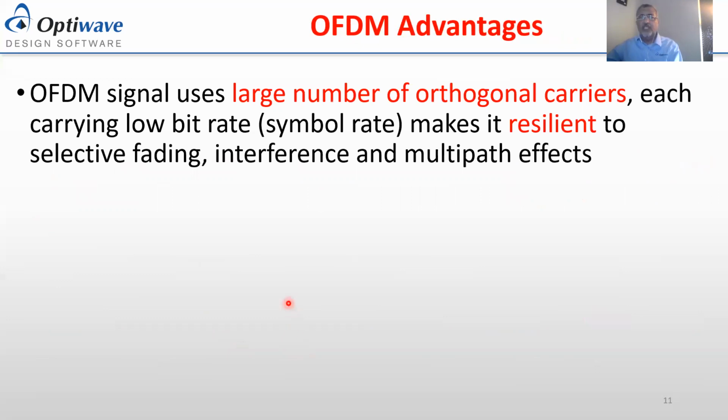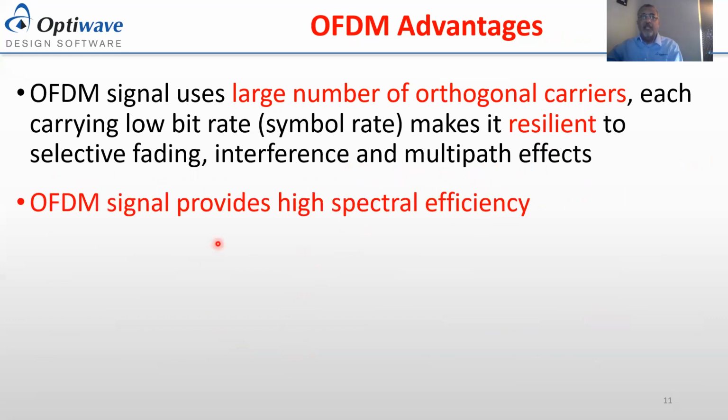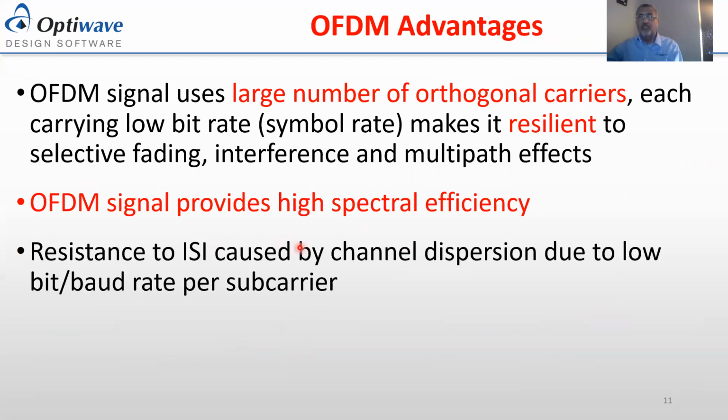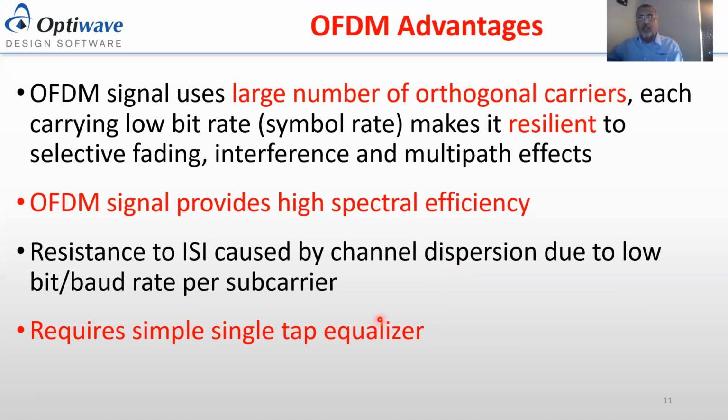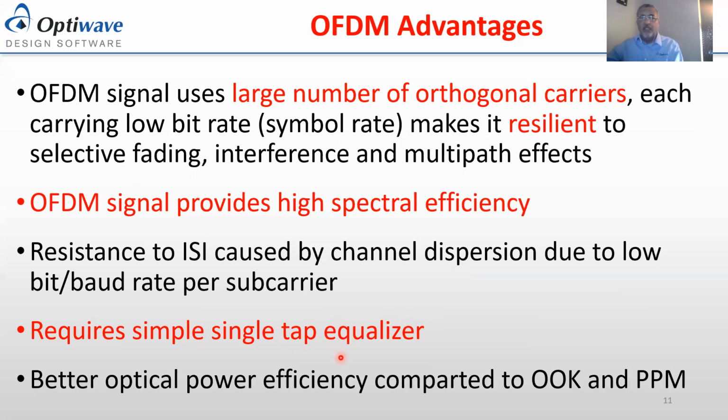The main advantage of OFDM is the large number of orthogonal subcarriers. It makes them resilient to fading, to interference, to multipath, and enables a high spectral efficiency. Now, because of the large number of subcarriers, each subcarrier will carry a lower bit or baud rate, and that will make it more resistant to ISI from the channel dispersion. Also, OFDM uses a single-tap equalizer, which is very simple. And they are also power efficient compared to on-off keying as well as pulse position modulation schemes.